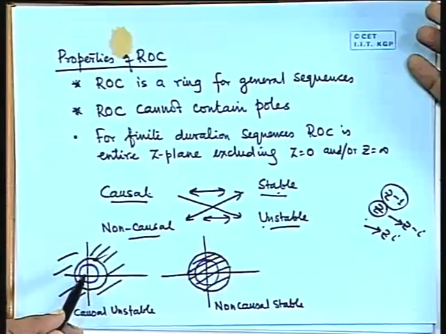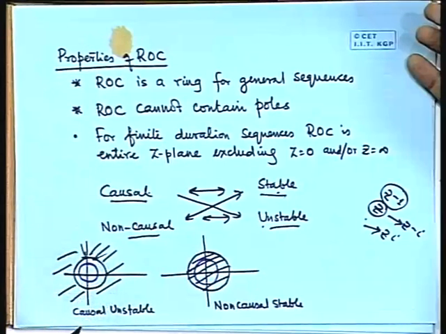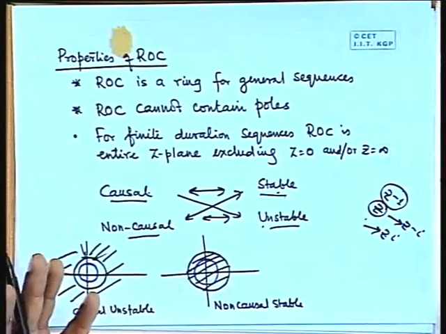For example, this filter: if the region of convergence is like this, the hatched part, and if this is the unit circle, then it is a causal unstable filter. Why is it causal? Because the region of convergence is outside of some radius, so it is a causal sequence, and it does not contain the unit circle, so it is unstable. So this region of convergence will hold for a causal unstable filter. Similarly, here you can get a non-causal but stable filter. Non-causal because it is the interior of a circle, and stable because it contains the unit circle. So you can have all sorts of combinations.